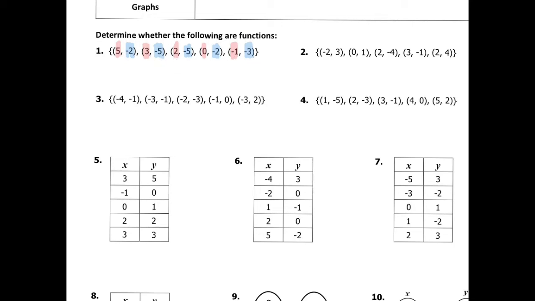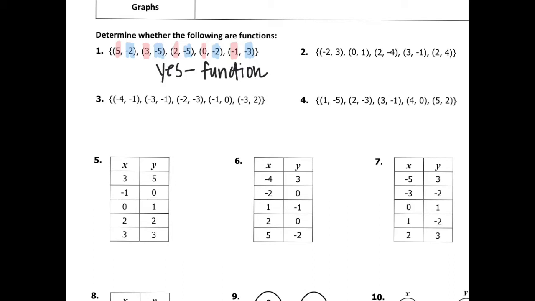If it were matched with more than one y value, then I would see repetition here. We'll see that in the next one. Because there are no repeating x values, we are going to say that, yes, this is a special type of relation called a function.